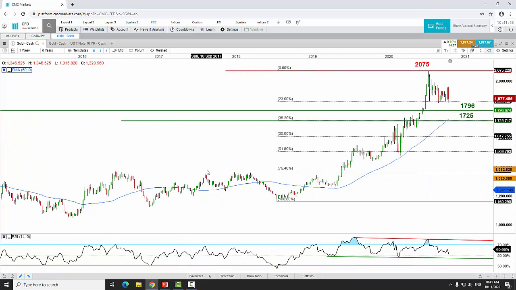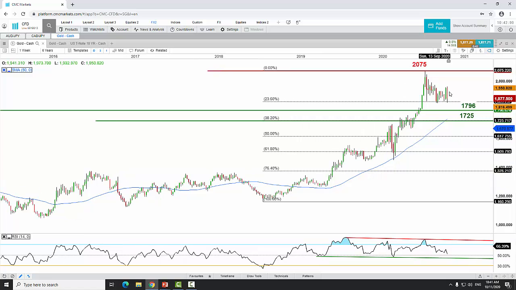So the long-term support level I'm going to watch is at 1796, followed by 1725, which is the 38.2% Fibo retracement, taken from the recent multi-month steep up move that has taken shape since the August 2018 low. In fact, it's a two-year move, from the August 2018 low to the recent July 2020 high from here.